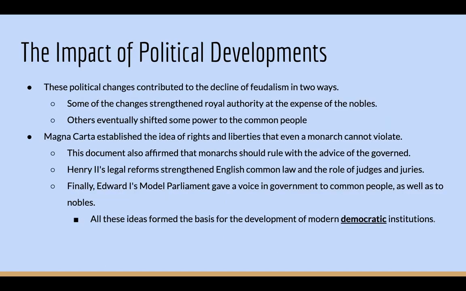These political changes contributed to the decline of feudalism in two ways. Number one, some of the changes strengthened royal authority at the expense of the nobles. So it severely weakened the power that the nobility had. Others eventually shifted some power to the common people.